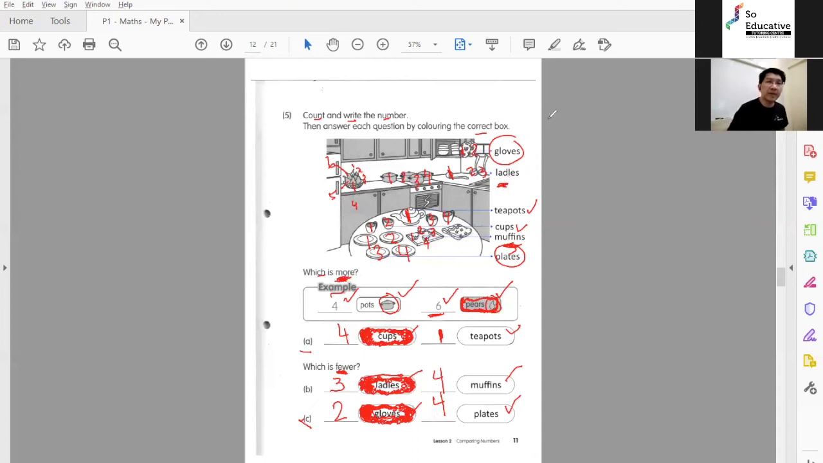Now, if you haven't finished coloring all of them, you can color them first before moving on to number 6. Pause the video, and then when you're ready to start again, you can press start again. Now, I'm going to move on to number 6.